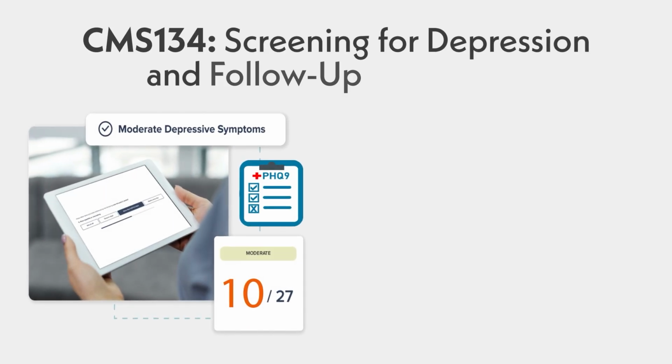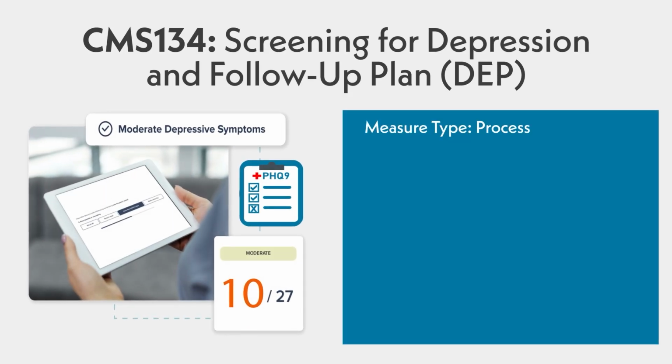This next measure is depression screening and follow-up plan, Quality ID 134. The denominator includes patients 12 years and older who have a qualifying encounter during the year. One key exclusion: any patient with a prior bipolar disorder diagnosis is excluded from the measure, regardless of whether the diagnosis is active today. For numerator compliance, 2 steps are required.